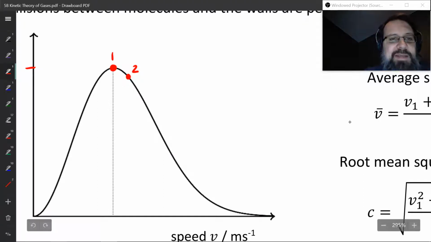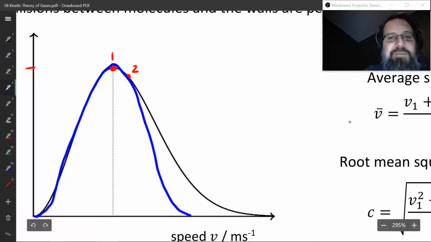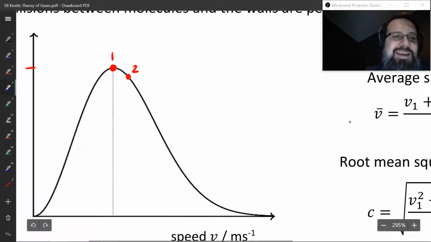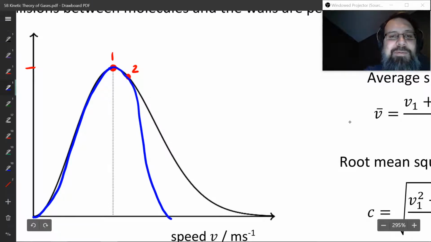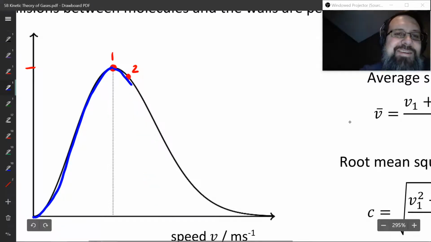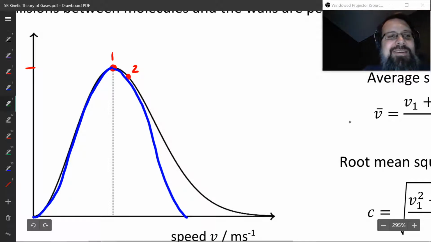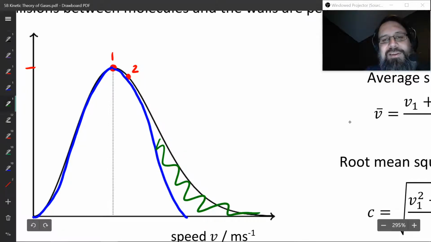And the reason is because this graph isn't perfectly symmetric. If I tried to draw a perfectly symmetric graph, it'd end up looking like that-ish. I don't think I did a very good job of that. Let me try one more time. If I came down the same way I went up, it would look like that. So you can see that the graph actually has this pretty long tail out here, and that ends up shifting the average over from that most probable speed.